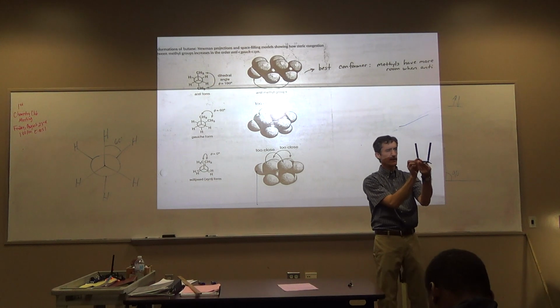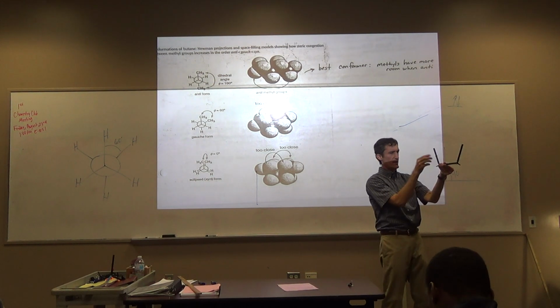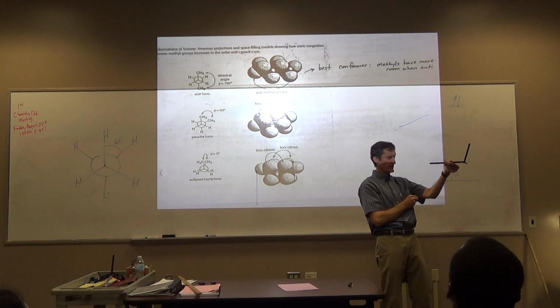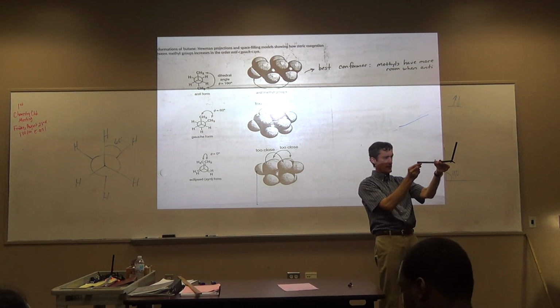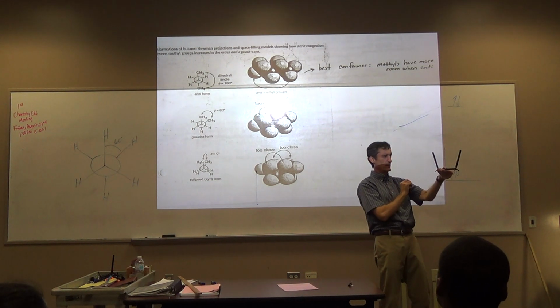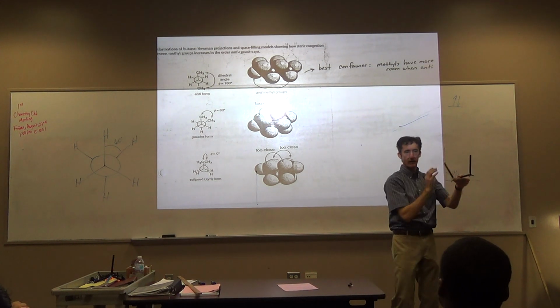Here we go. You can see the dihedral angle. Right now, you guys, what's the dihedral angle between the two methyls? 90. Yes. Okay. How about now? 0. There's no angle. Okay.